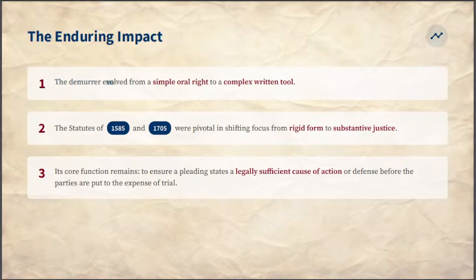So let's look at the enduring impact of the demurrer. The demurrer evolved from a simple oral right to a complex written tool. The statutes of 1585 and 1705 were pivotal in shifting focus from rigid form to substantive justice. Its core function remains to ensure a pleading states a legally sufficient cause of action or defense before the parties are put to the expense of trial. So it's for judicial economy and efficiency.